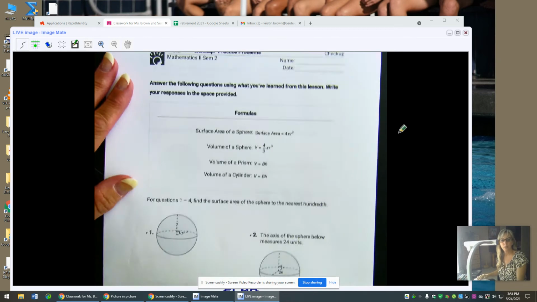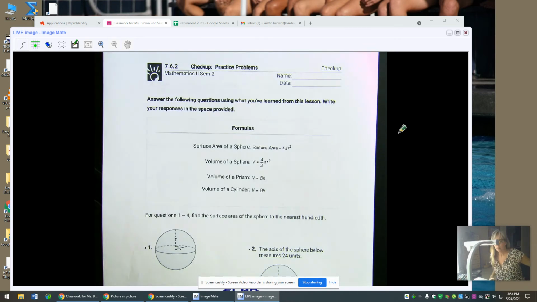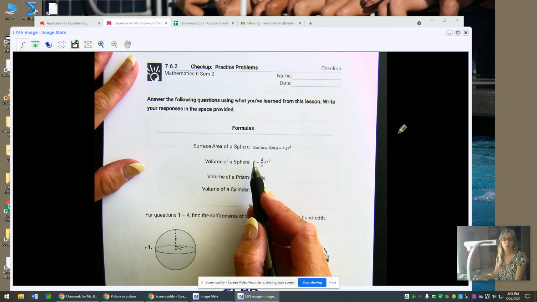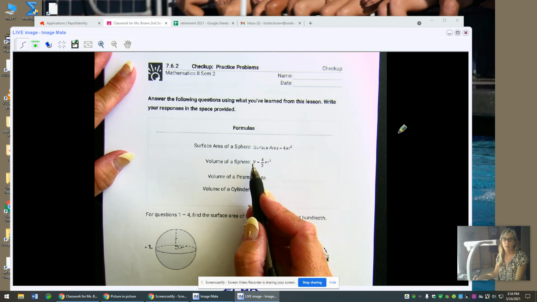Hello. We're doing 7.6 today, and we have some more formulas. Volume of a sphere. A sphere is like a ball, right? The world is a sphere. The earth is a sphere. A basketball is a sphere.